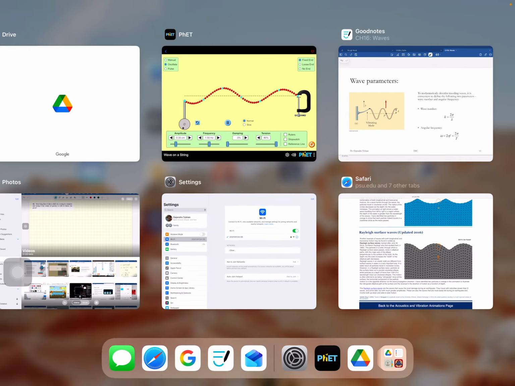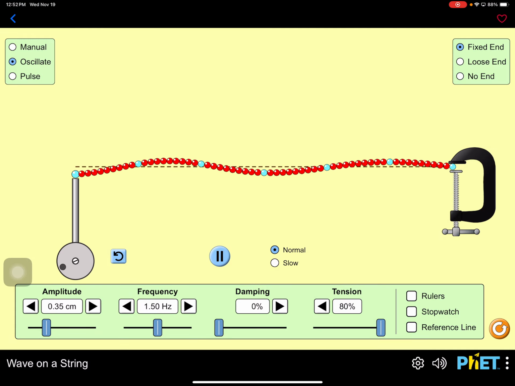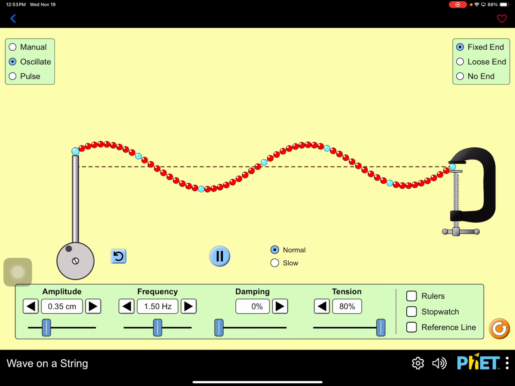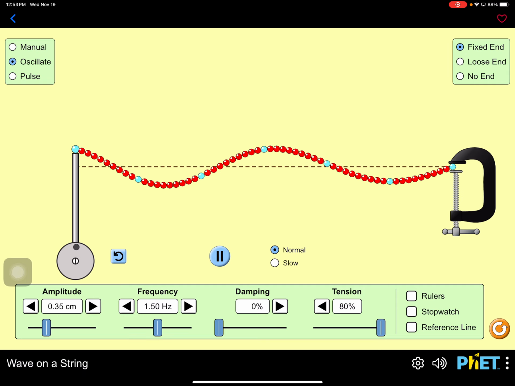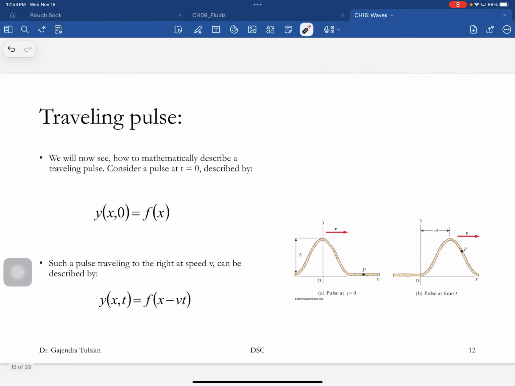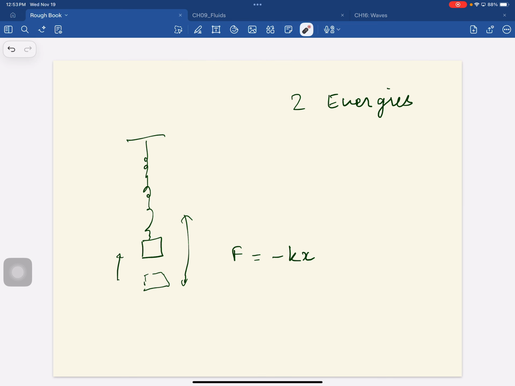So for instance, we want to describe this wave mathematically, and we'll show you how to do that. All right, so let's say here is a function. Okay, so here's a function like that.